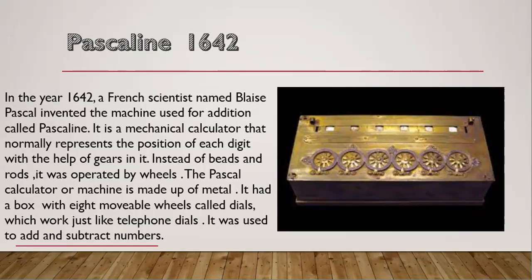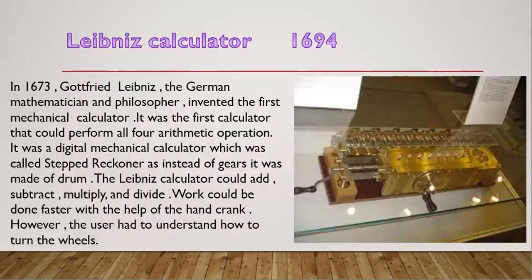After the Pascaline, the Leibniz calculator was invented. Now we will learn about the Leibniz calculator. In 1673, Gottfried Leibniz, the German mathematician and philosopher, invented the first mechanical calculator. It was the first calculator that could perform all four arithmetic operations. It was a digital mechanical calculator which was called the Stepped Reckoner. Instead of gears, it was made of drums. That's why it was called the Stepped Reckoner.